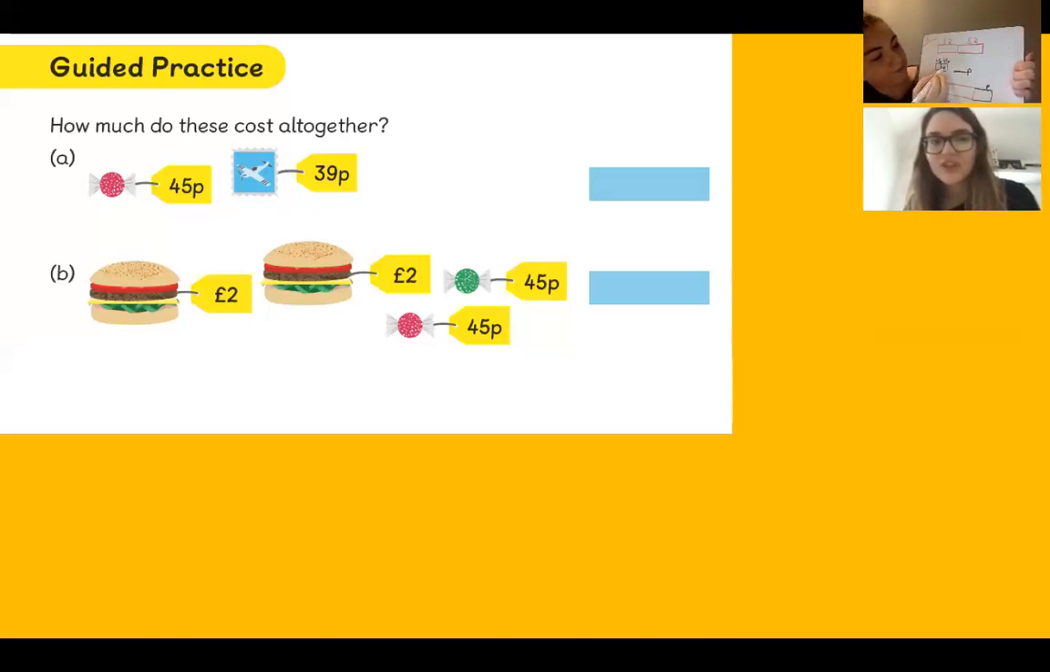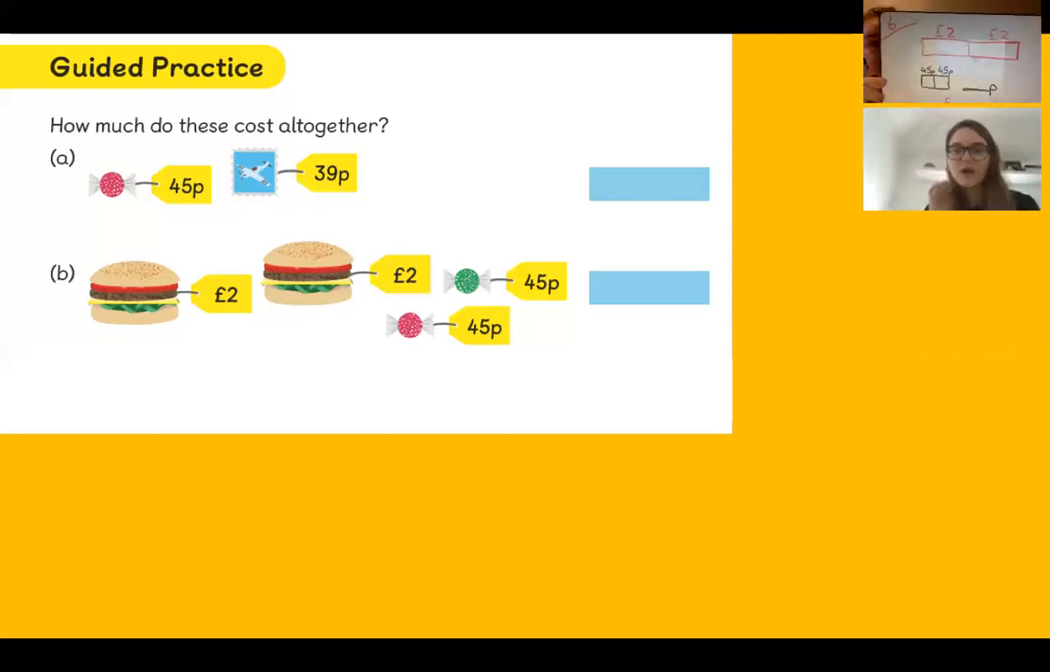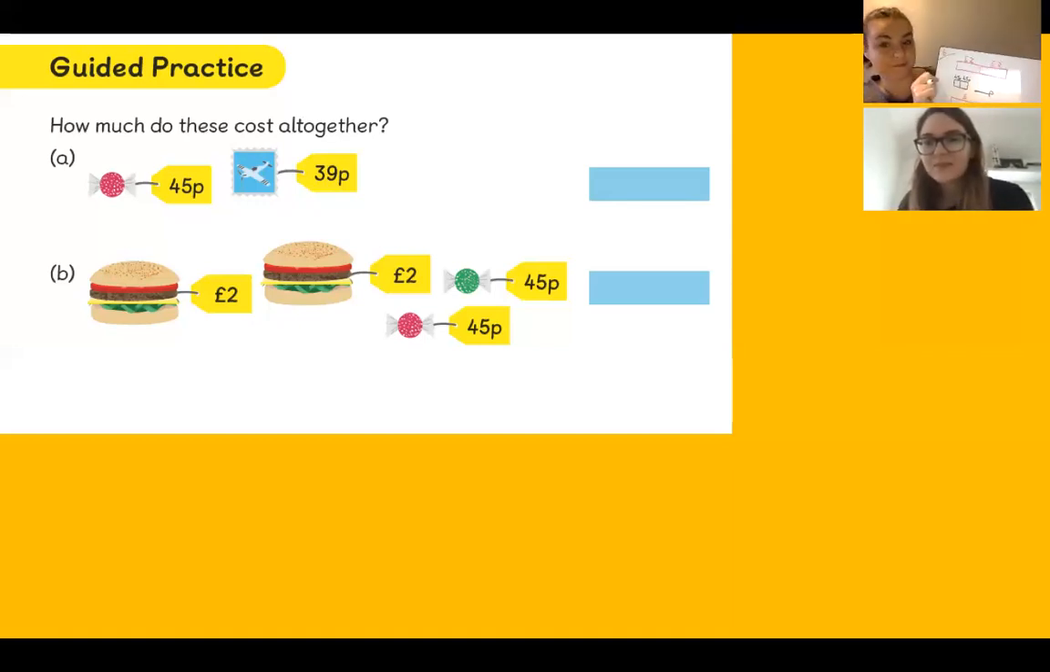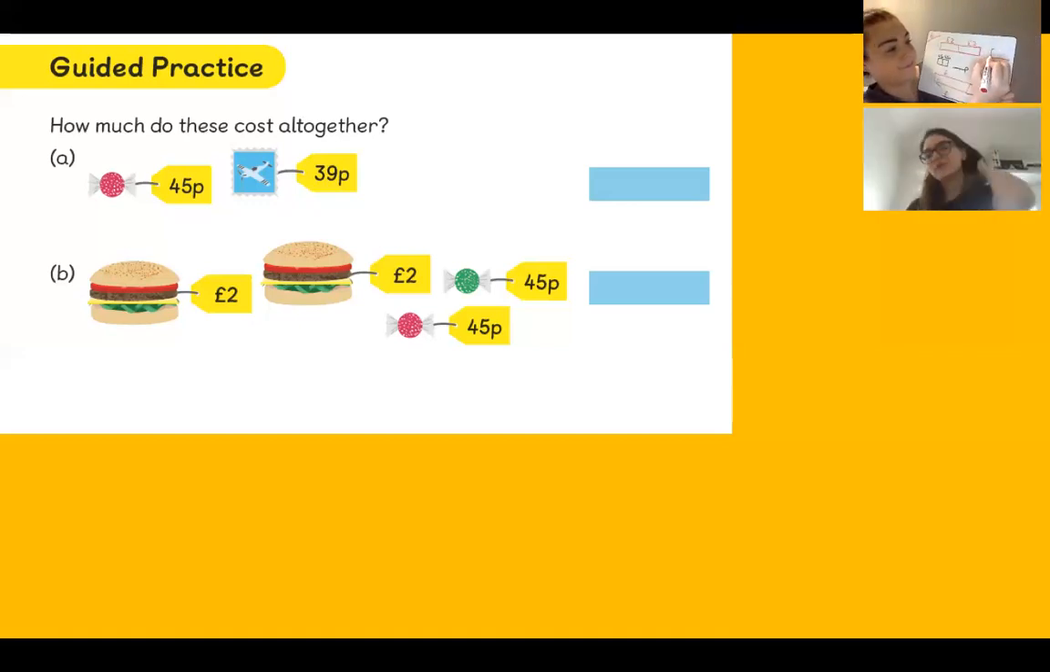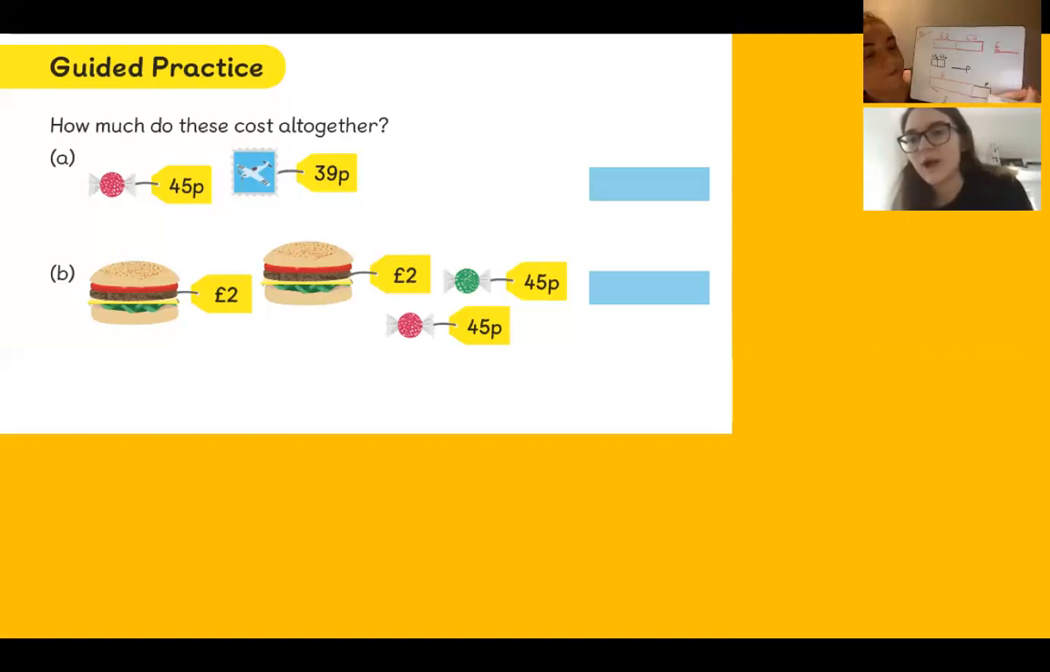So what I'm going to ask you to do is pause the video and have a go using both of these bar models. Remember, the key word is cost all together, okay? So whether you'll be taking away or adding. So pause the video and have a go and come back when you're ready. Welcome back, year 2. So now we're gonna go through the method of how you work it out.